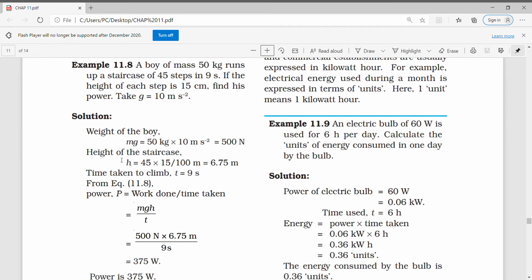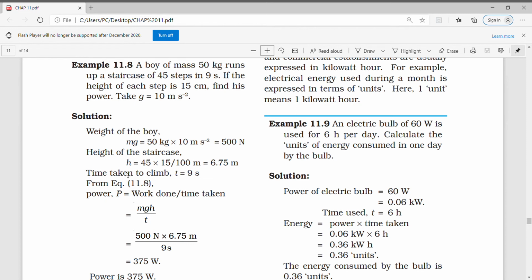Height of the staircase, h, will be equal to 45 into 15 by 100 meters. Now how come it is written here? There are 45 steps and height of each step is 15 centimeter. So what we have done, we have converted this 15 centimeter into meters. So it is 15 by 100 meters, and number of steps is 45. That's why it is written 45 into 15 by 100 meters. So we are getting 6.75 meters. So this is the total height attained by the boy.